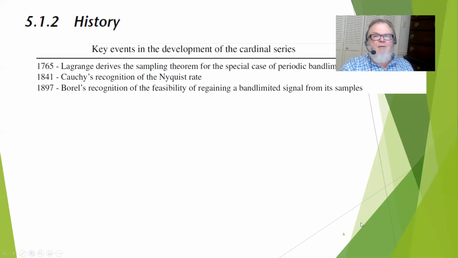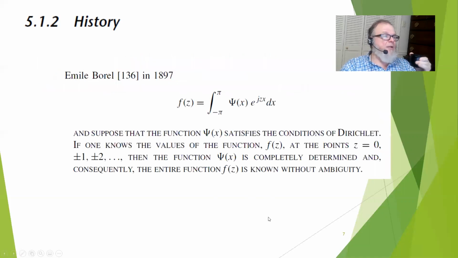Is that going to happen? No. The probability is so low that we can deem it as being impossible. So this is an example of Borel's Law. When things become too improbable, we can announce them as impossible. Well, Borel had recognition of the feasibility of regaining a band-limited signal from its samples as early as 1891. And I believe that these were independent of each other, that Cauchy's recognition, at least the way it was originally credited by Black, is independent of Borel's recognition.